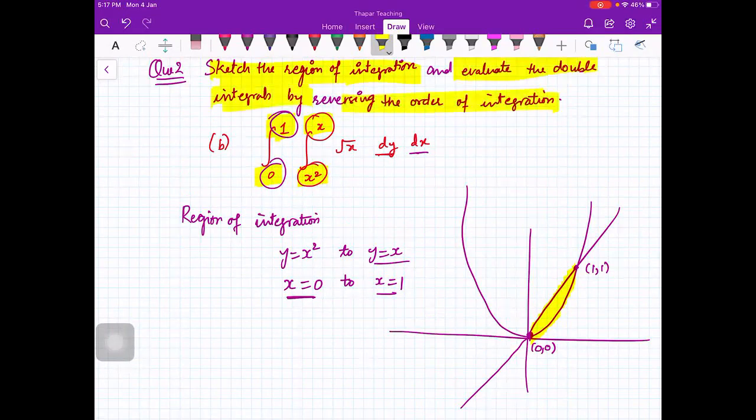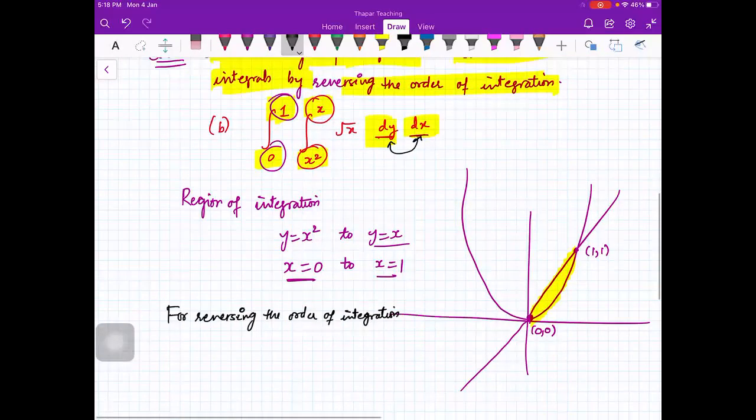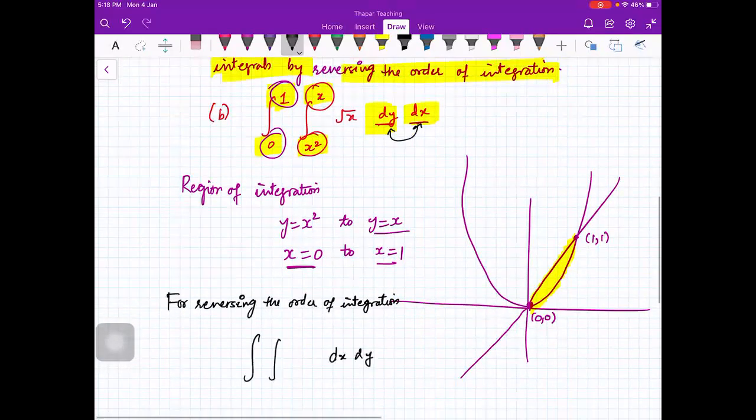Now you look at your problem. The original order of integration is first you are integrating with respect to y and then with respect to x. So for reversing the order of integration, you will first integrate with respect to x and then y. So you will write like this. First integrate with respect to x and then y. Right? So the function remains the same.